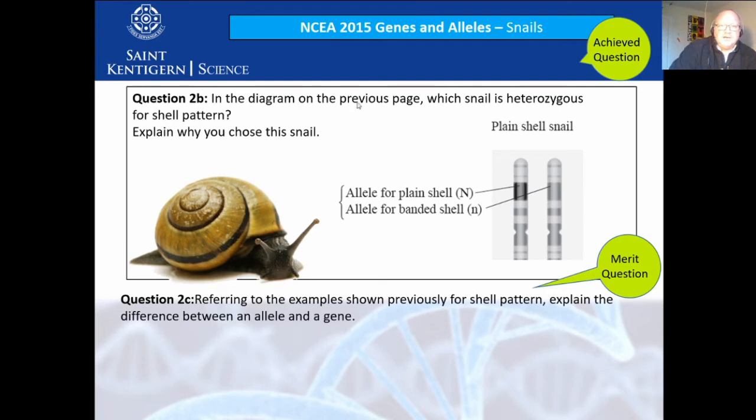Then, in the diagram on the previous page, which snail is heterozygous for shell pattern? Hetero, remember, hetero means more than one, homo means same. Okay, explain why you chose this snail. So, this one is heterozygous because it has two different alleles for the same gene. Then, that was for achieved.